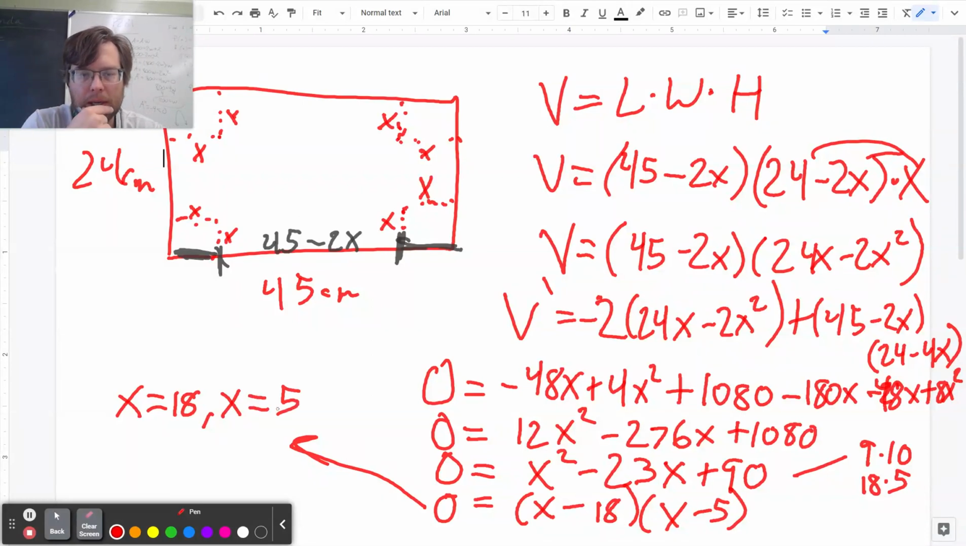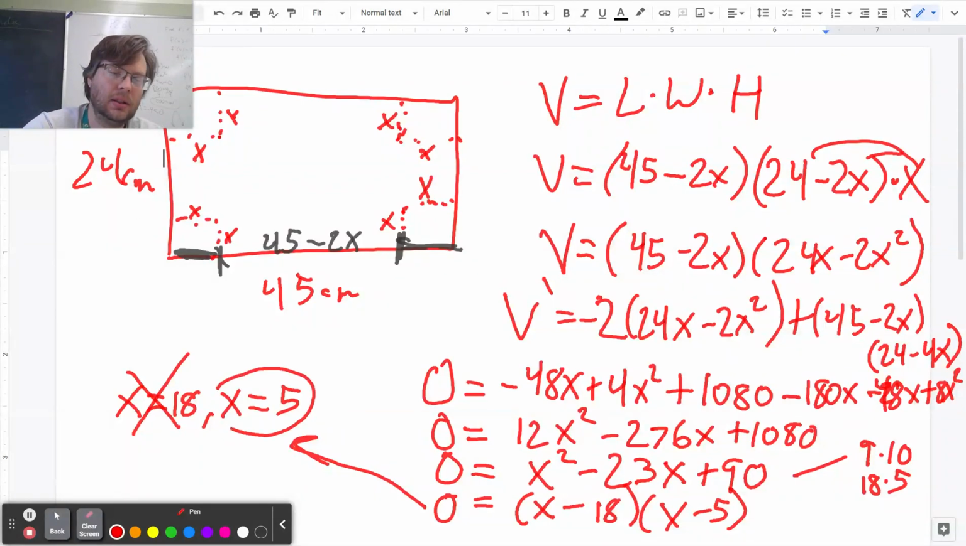One of those doesn't work. Think about which one doesn't work. The x equals 18 does not work because if x is equal to 18, I wouldn't be able to cut out two squares from the 24 length side. So x equals 5 is the one that works.